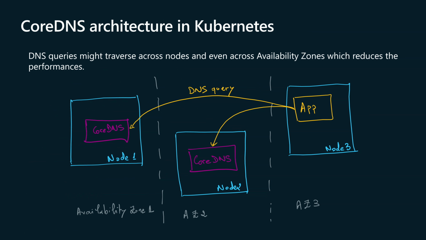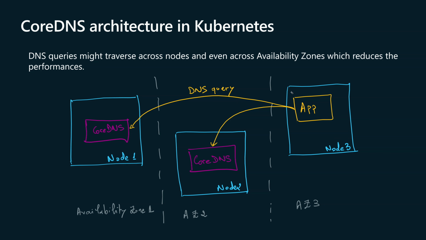CoreDNS is installed into the AKS cluster with at least two replicas. These two replicas could live within two different virtual machines or two different nodes, and these two nodes could be within two different availability zones like AZ1 and AZ2, for example. And then any app or pod that wants to resolve a domain name will use one of the two instances of CoreDNS. This design works well, but when you want to optimize the performance of your DNS server at the millisecond level, then this design will actually pose a problem.